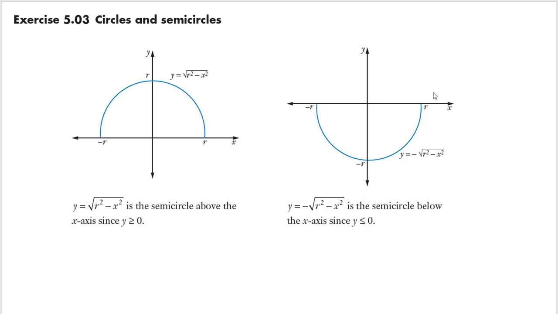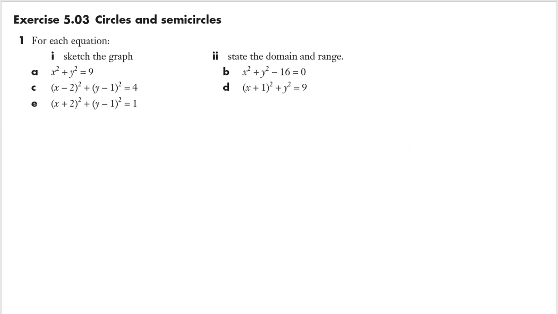For semicircles, their formula looks like y equals the square root of r squared minus x squared. So taking the formula from the previous page and making y the subject. The semicircle above the x-axis will have a positive square root, and a semicircle below the x-axis will have a negative sign in front of the square root. So let's have a look at some of the questions.